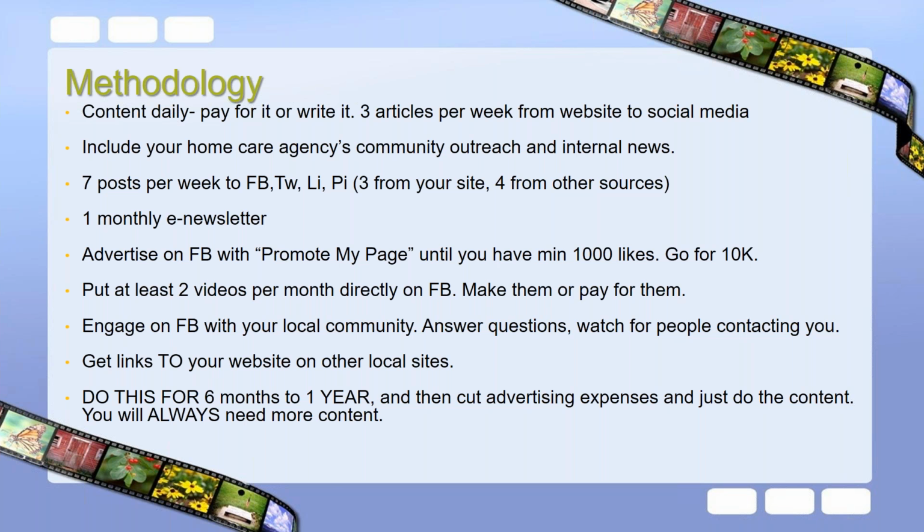Like it, thumbs up, until you have a minimum of 1,000 likes. Go for 10,000. Once you get to 10,000, it has a life of its own. But 1,000 is the minimum you should have on your page. Put at least 2 videos per month directly on Facebook. You either make them yourself, you can use programs like anymoto.com, or you can pay to have somebody else make them.